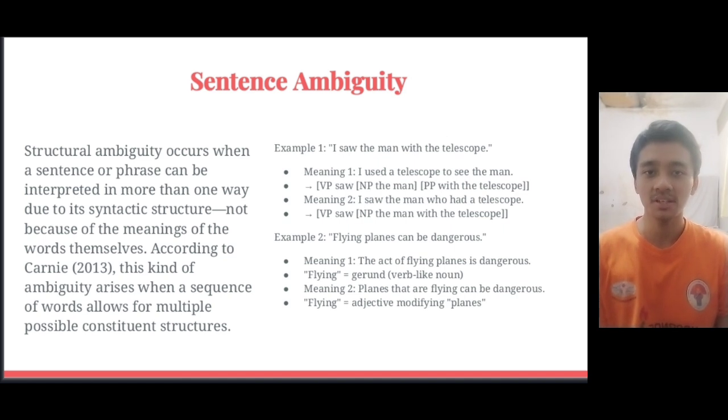And example 2 is: flying planes can be dangerous. Meaning 1: the act of flying planes is dangerous. Flying is a gerund, a verb acting like a noun. Meaning 2: planes that are flying can be dangerous. Flying is an adjective modifying planes.